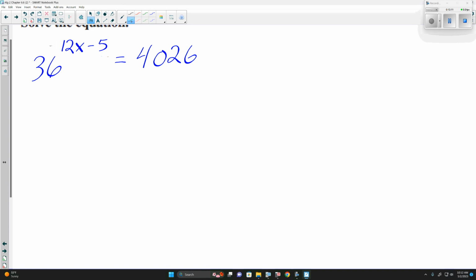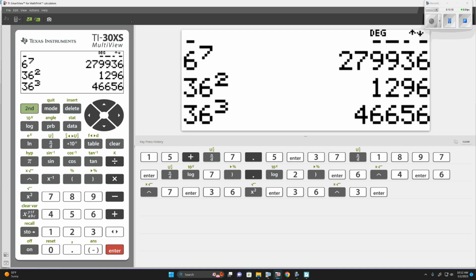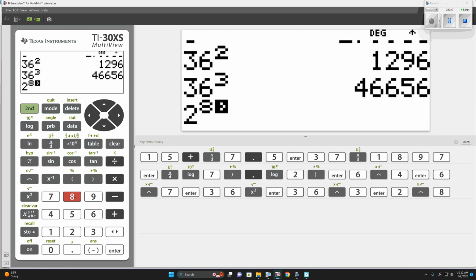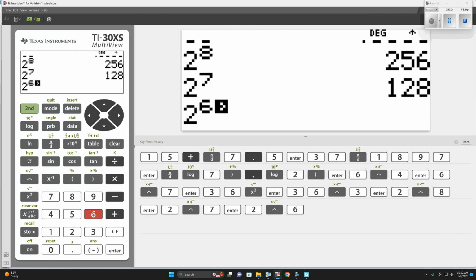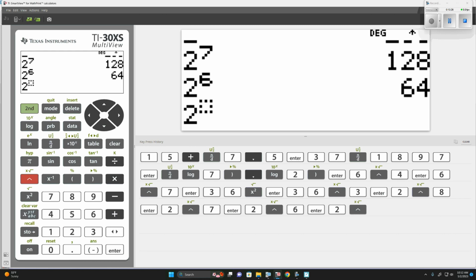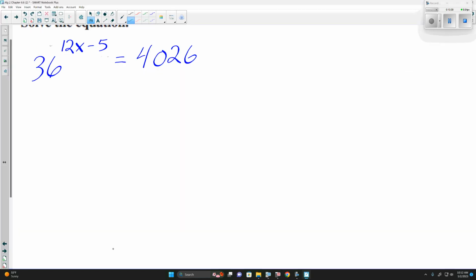I was trying to see if we could make a value of these be the same. So, I don't know, 2 to the 8th, or 2 to the 7th, 2 to the 6th, 64, 2 to the 5th is 32. Okay. So there's no way to do this. So what we can do is just apply log base 36 to both sides.